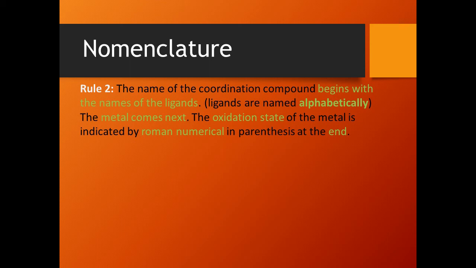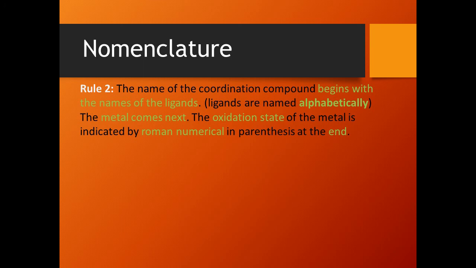As you know, a coordination compound consists of a metal ion, a metal atom, and the ligands. So the ligands should be named first. If there are different types of ligands present in the compound, then the ligands are named in the alphabetical order. That is, you have to look into the first alphabet of every ligand, and the coordination compound is named accordingly.